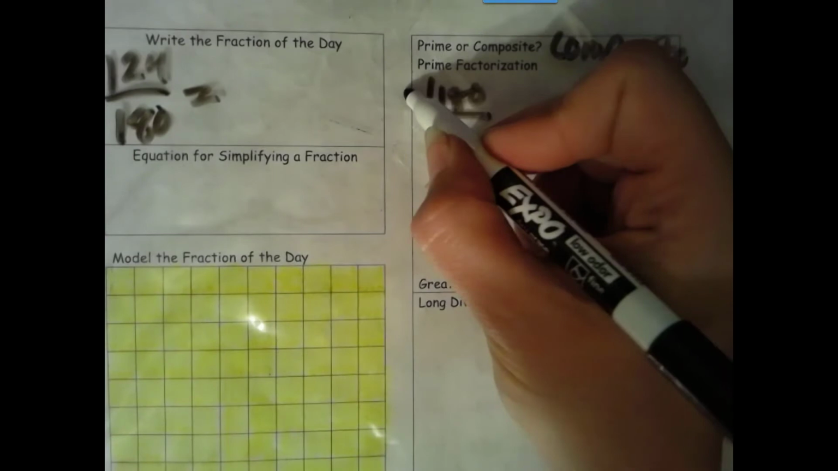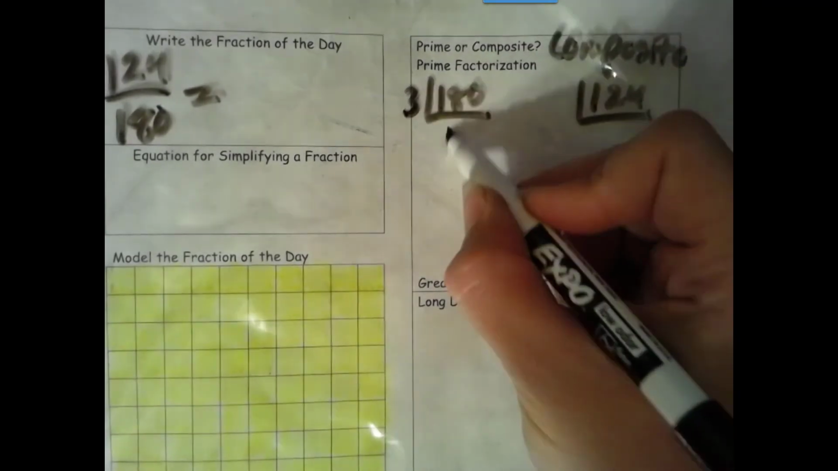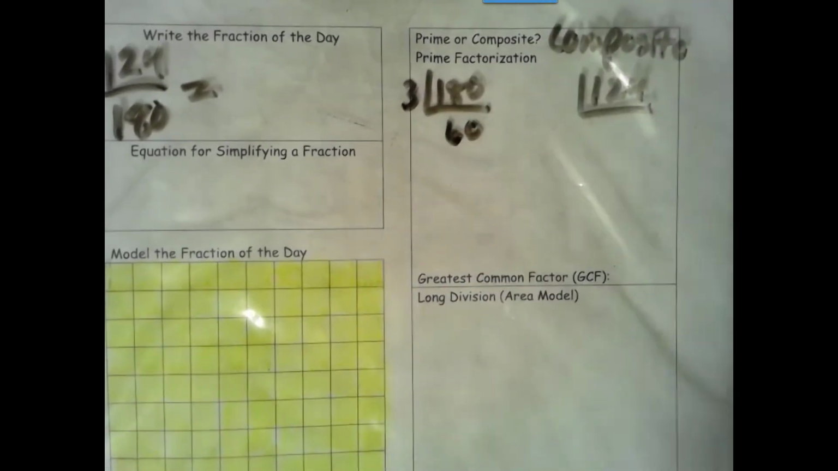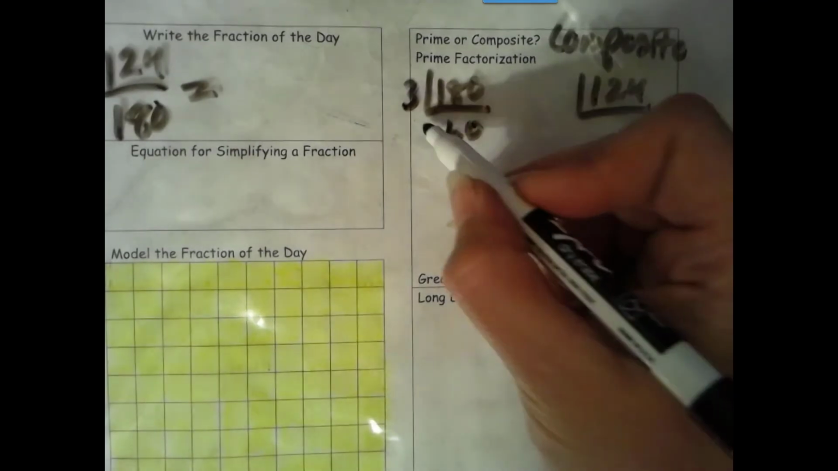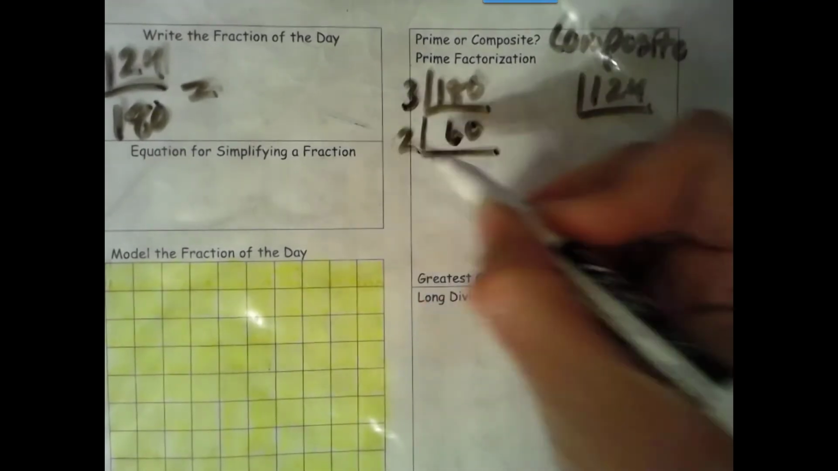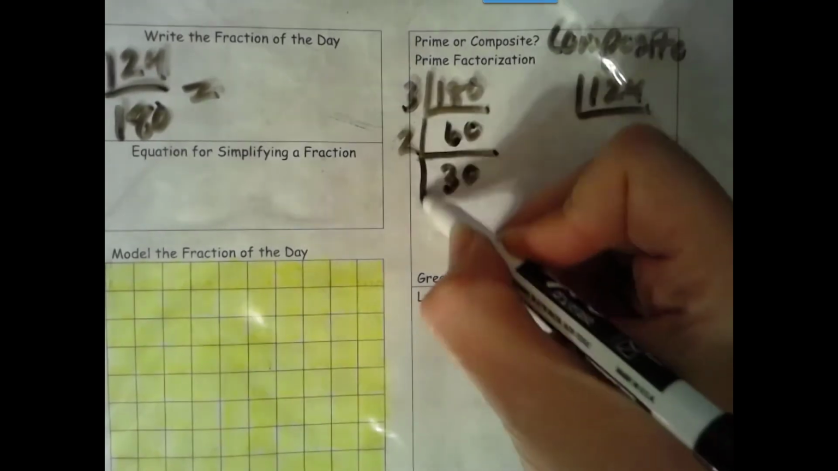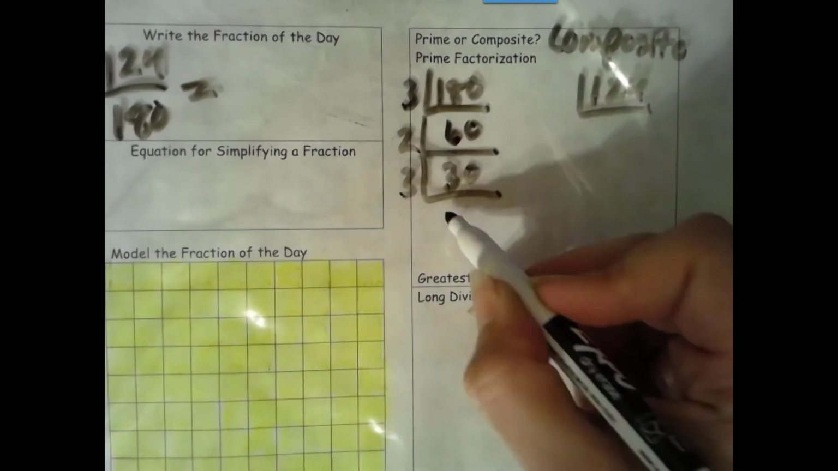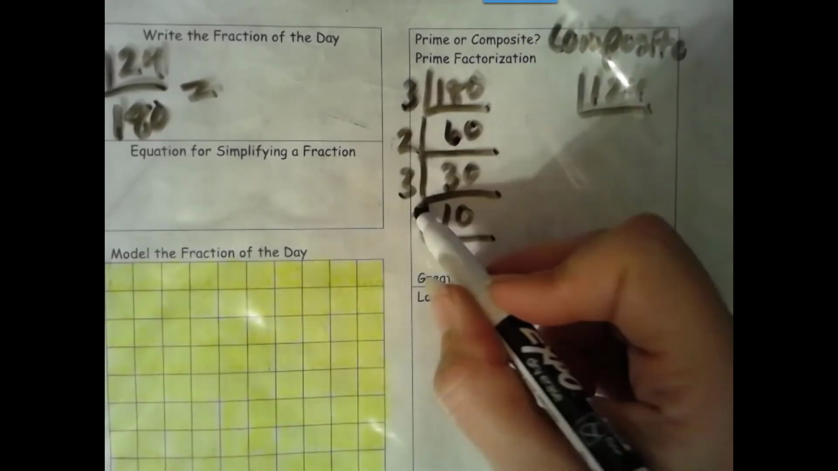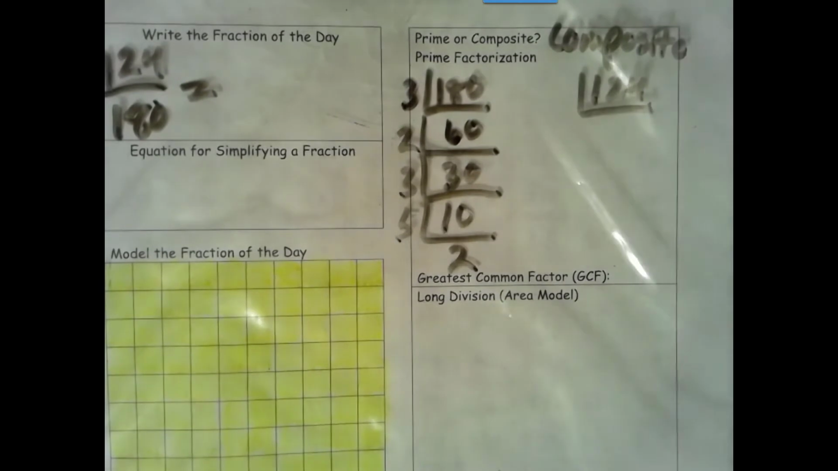Alright, here I can divide by 3. I get 60 groups of 3 out of 180. That's even, so I can cut it in half. Groups of 3, I get 10. Divide by 5, I get 2. 2 is prime, so we are done.